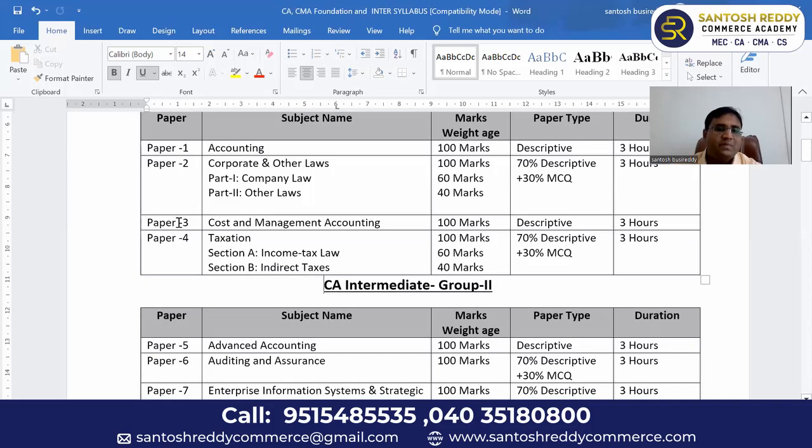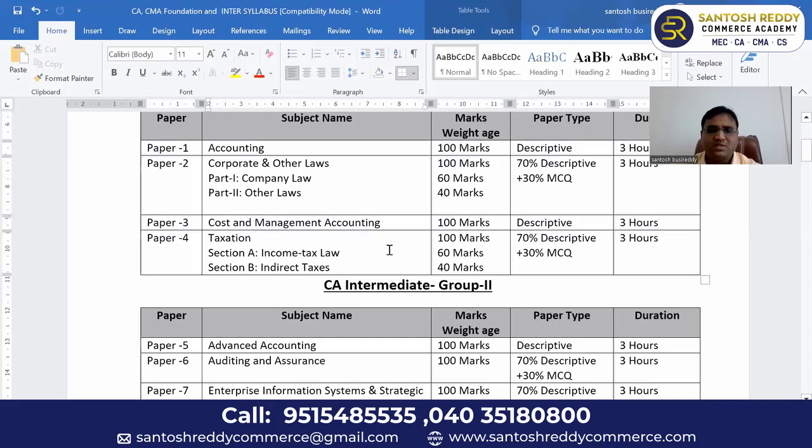Next, paper 3. Paper 3 is Cost and Management Accounting. That is your costing, whatever you studied in BCom. It is a total 100 marks paper. It is entirely descriptive. Next, paper 4, Taxation. This taxation includes again two parts, part 1 and part 2, section A and section B. Direct tax and indirect tax are merged into taxation. Income tax is 60 marks and indirect tax, meaning GST, is 40 marks. Total 100 marks paper. It is also 70% descriptive and 30% MCQ, multiple choice questions.